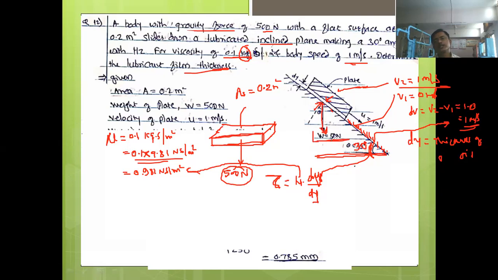But we cannot take this weight directly because it is acting in the downward direction. This is a force, but it is acting downward. We want the force which is acting in this direction. This is the weight, and this is the component of the weight in that direction. This is required because the object is moving in this direction. We want the shear stress, which will be induced in the oil by the object, and its direction will be this one, right?